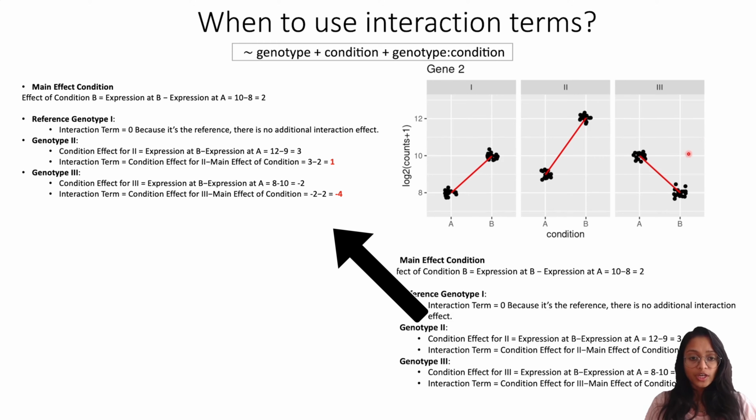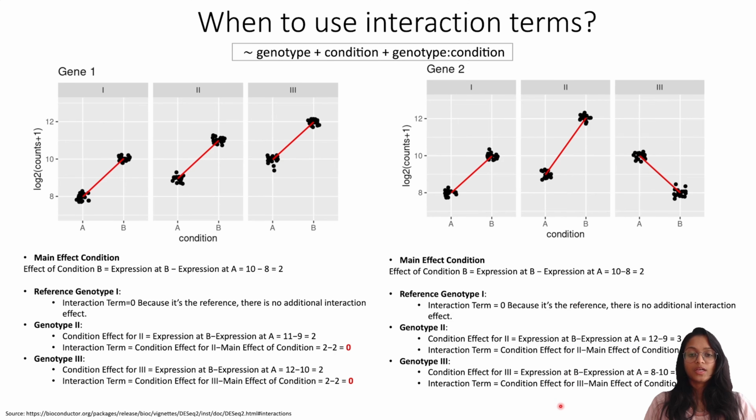For genotype 3, the condition effect is again going to be the expression at B minus the expression at A, which is going to be negative 2. And the interaction term here is going to be the condition effect for genotype 3, that is negative 2 minus 2, which gives us the interaction term as minus 4. So in this example, the condition effect varies across genotypes, so including the interaction term in the model is important. These terms help to capture the differences in how each genotype responds to the condition change. Without them, we would miss out on understanding these different responses.